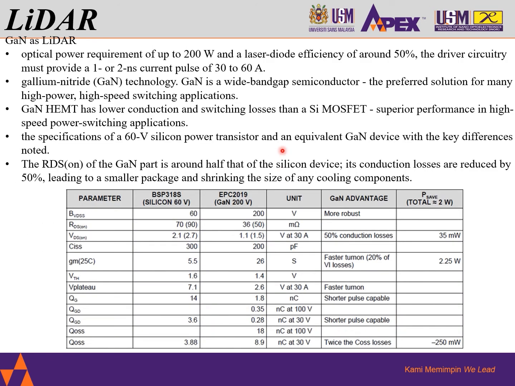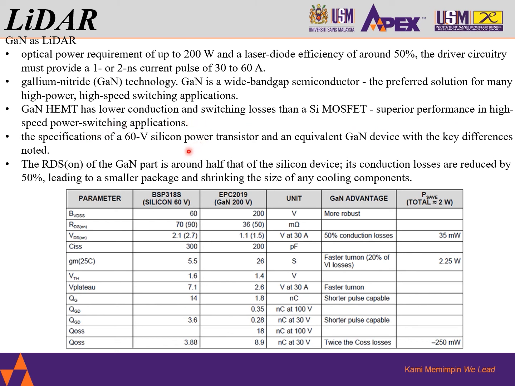For GaN as LiDAR, the optical power requirement is up to 200 watts and the laser diode efficiency is around 50%. The driver circuitry must provide a 1 to 2 nanosecond current pulse of 30 to 60 amperes. Gallium nitride is a wide bandgap semiconductor and a preferred solution for many high power, high speed switching applications. Gallium nitride HEMT, high electron mobility transistor, has lower conduction and switching losses compared to silicon-based MOSFETs, which gives superior performance in high-speed power switching applications.